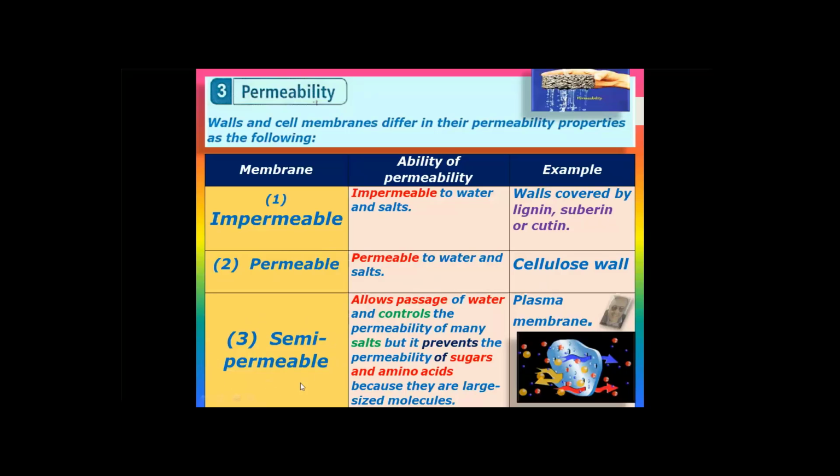Number 3, semi-permeable membranes, such as the plasmic membrane, which allow the passage of water and control and regulate the passage of other substances, of many salts, but it prevents the passage of sugar and amino acids, because they are large-sized molecules. As we see in the picture, it prevents the passage of big molecules, such as sugar and amino acids.